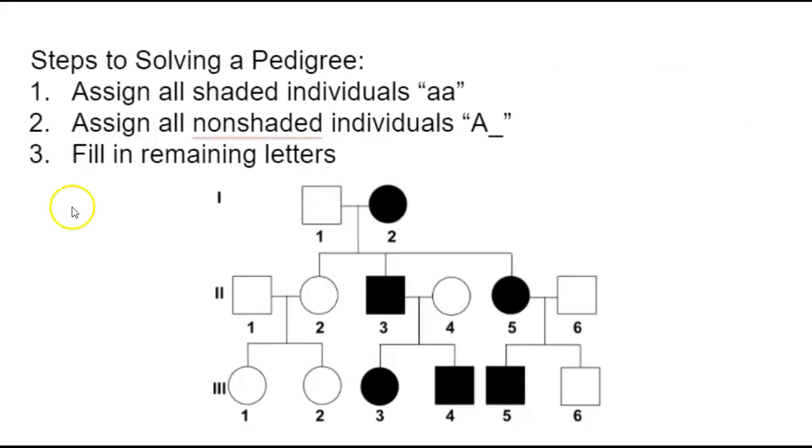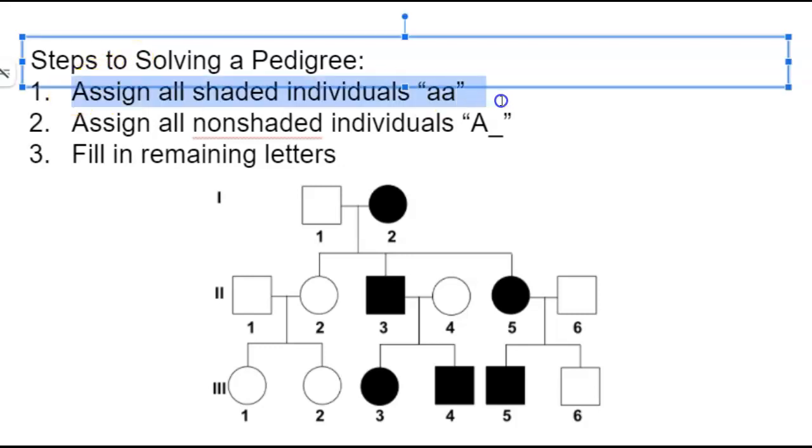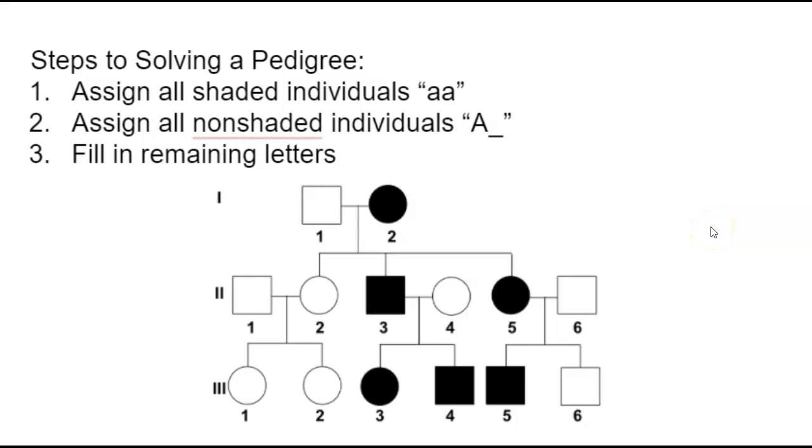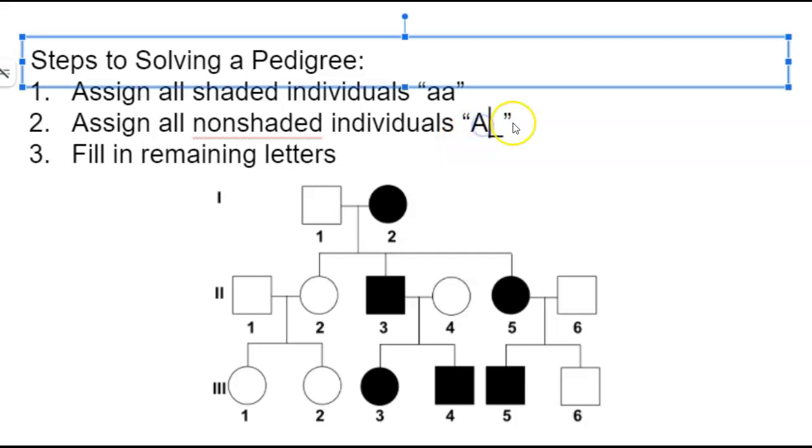So how do we solve a pedigree? Okay, here are our steps. The first step, we're going to identify all the individuals that have the disease, or all individuals who are completely recessive. So for all of our shaded individuals, we're going to put 2 little a's. For all of the non-shaded individuals, we're going to put a big A and a blank. We don't know yet if they're big A, or if they're going to be big A, little a. And then we're going to fill in the remaining letters.